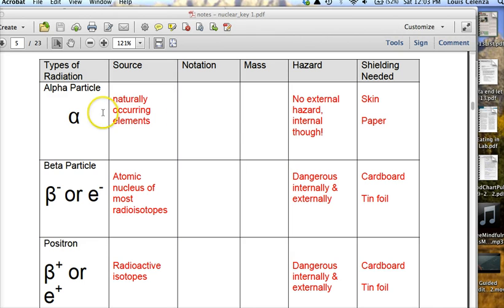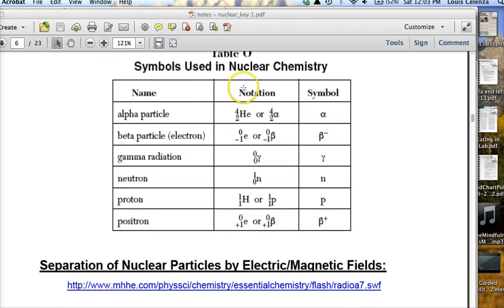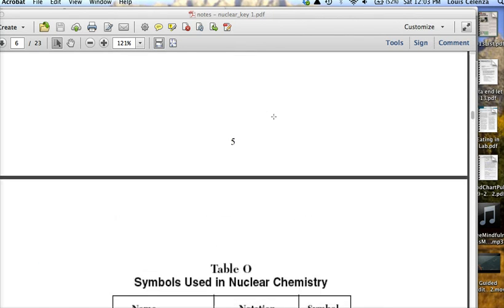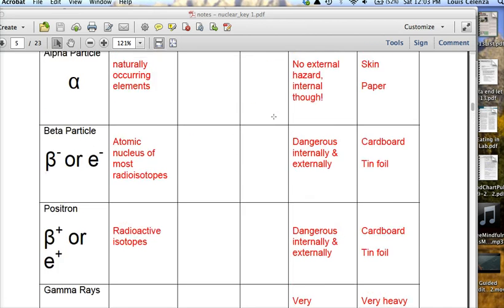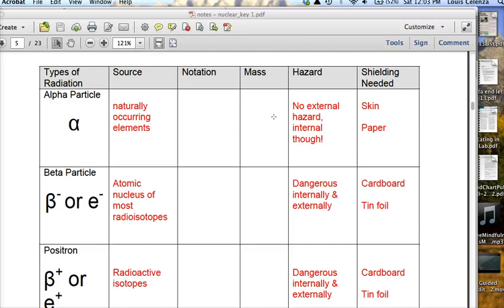So we'll start with the alpha particle, which is basically 2 protons and 2 neutrons. So it has a mass of 4, and the notation for an alpha particle would be this right here. That's its symbol. This is how you can write it as a notation, 4/2 He. Normally this one is used; you rarely see that one. Alpha particles can be stopped for the most part by your skin or a piece of paper.